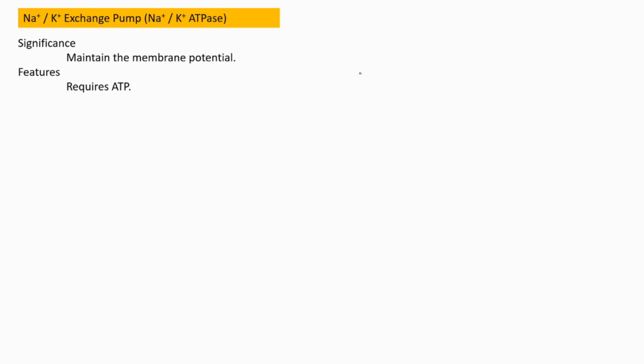I already explained to you that the plasma membrane's outside is positive and inside is negative, and the resting membrane potential is almost minus 70 millivolt. For maintaining this, the pump is playing a significant role. For the function of this pump, ATP is required. So we are going to see how it functions.